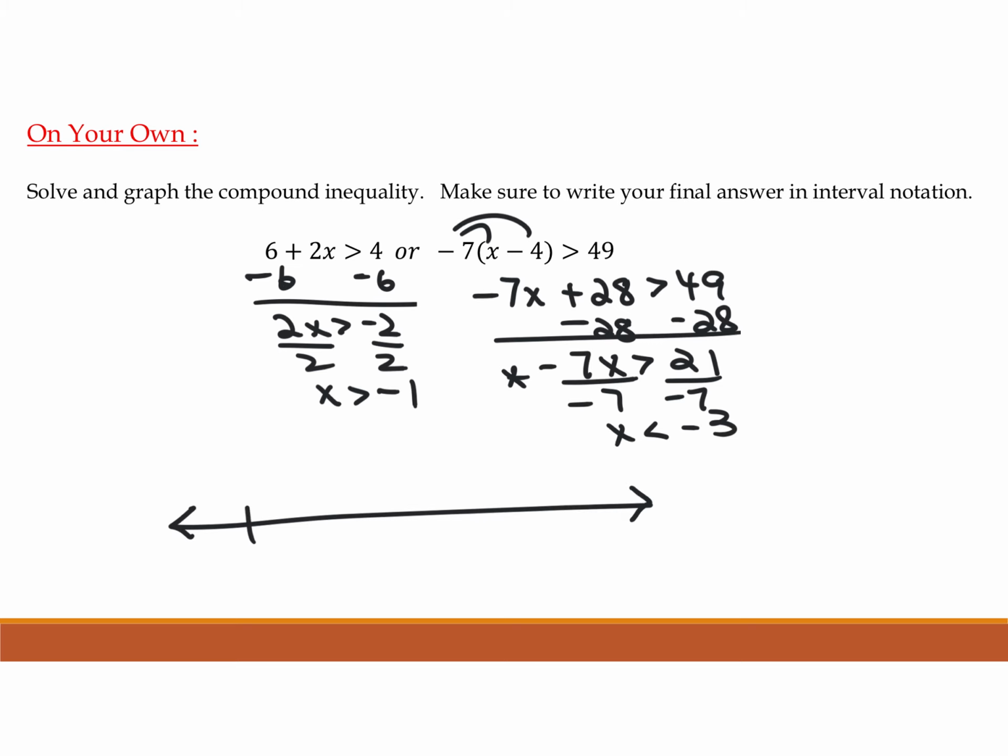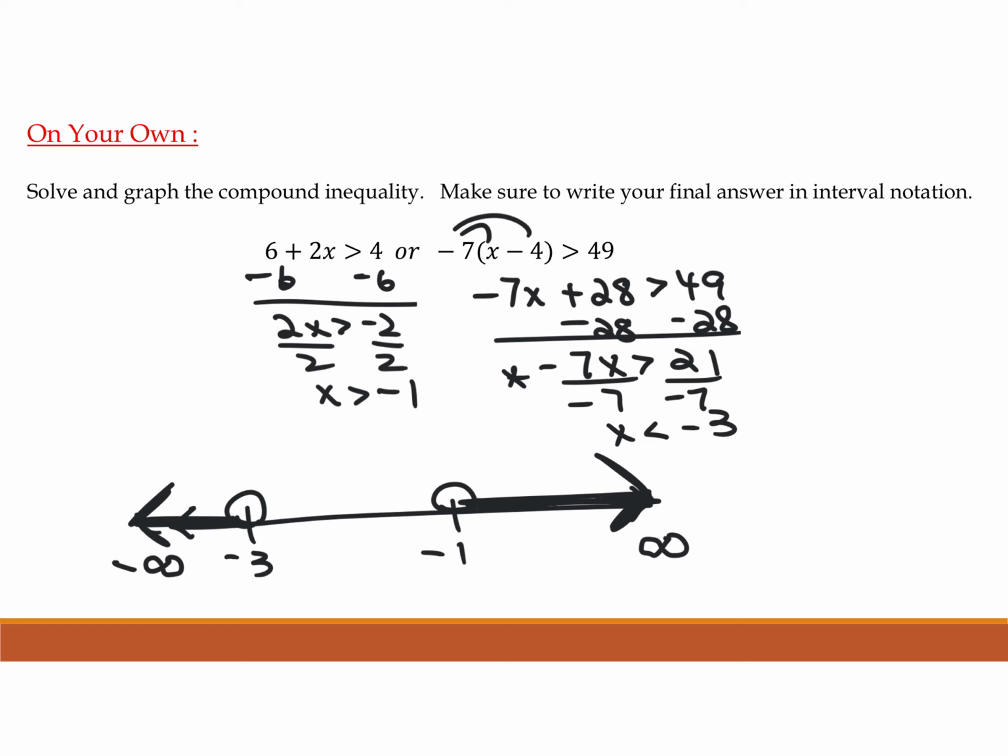So I'm going to put on my number line the two numbers, negative 3 and negative 1. Greater than negative 1 is going to be an open circle, shade to the right. Less than negative 3 is an open circle, shade to the left. And my graph is going in opposite directions. I label my arrows, and I have negative infinity for the left arrow, positive infinity for the right arrow.